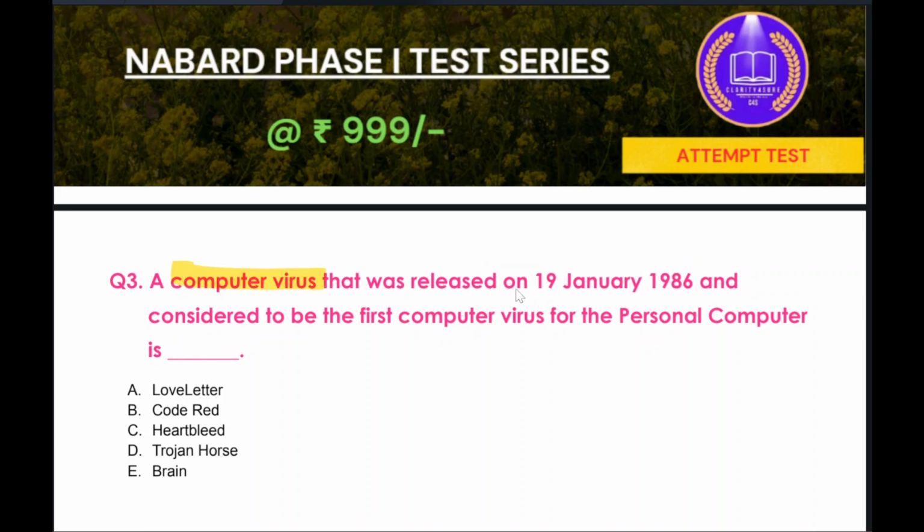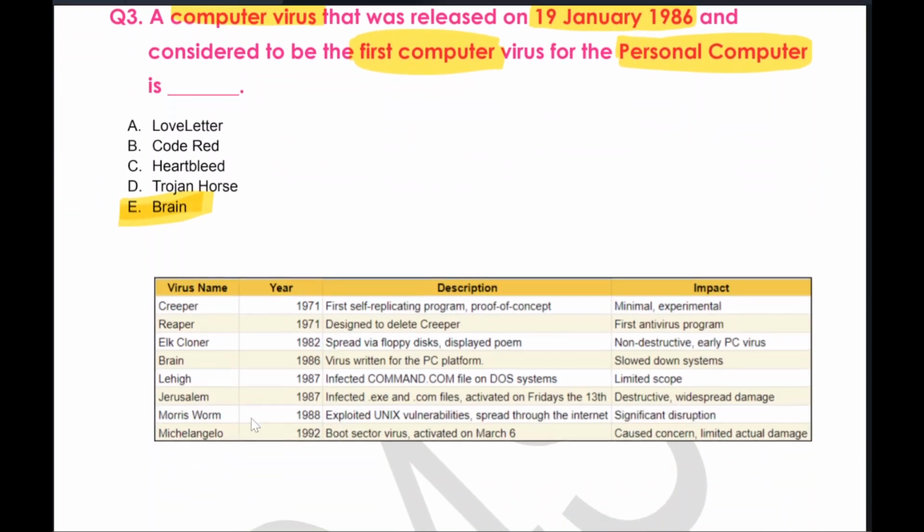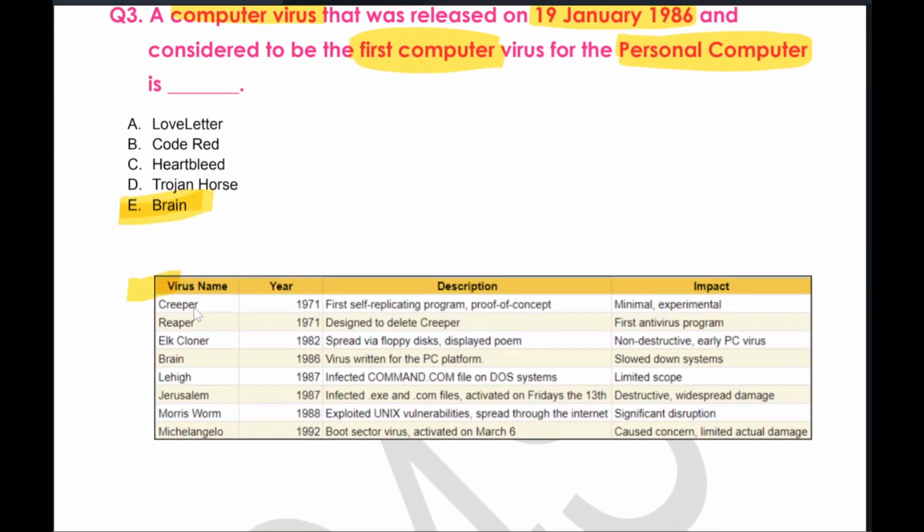A computer virus that was released on 19 January 86 and considered to be the first computer virus for the personal computer is Brain. This is the chronology of computer viruses. First was the Creeper, released in 1971, self-replicating and a proof of concept. Then we have Reaper, then Elk, then Brain.